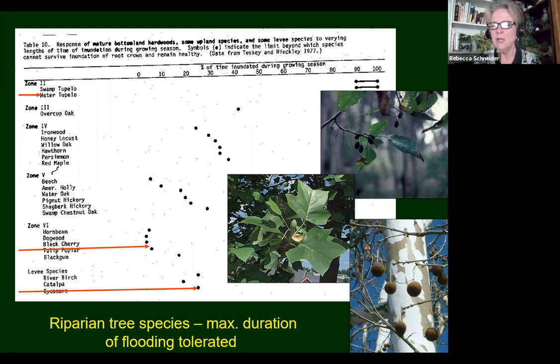There are species like bald cypress and water tupelo. That's a photo of the water tupelo in the top right. Once they're established, they can handle being flooded 100% of the growing season for years and years. It's just during the seed germination phase that they need to have a drawdown.